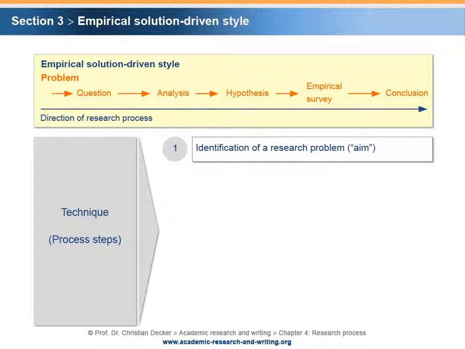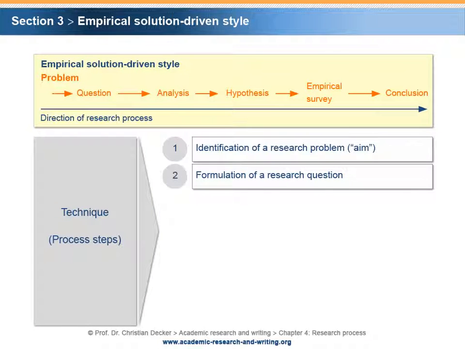First, a research problem has to be identified. In a second step, a research question has to be derived from the topic and formulated for the analysis to be undertaken.